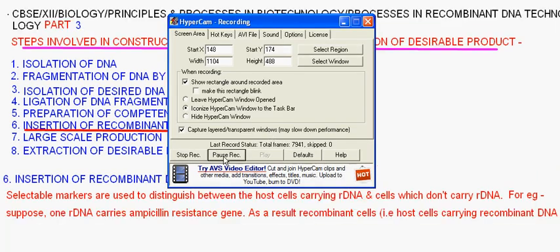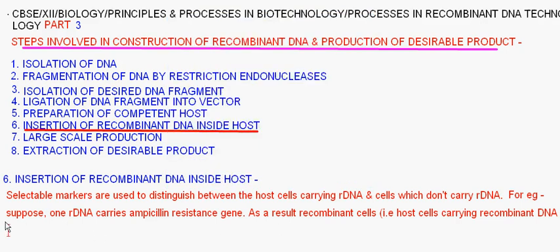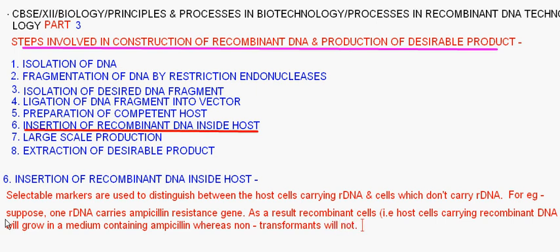will grow in a medium containing ampicillin, whereas non-transformants, that is non-transformed cells, will not. I explained what transformation is in the earlier recordings. So this is how a selectable marker is used to isolate or distinguish recombinant cells from non-recombinant cells.